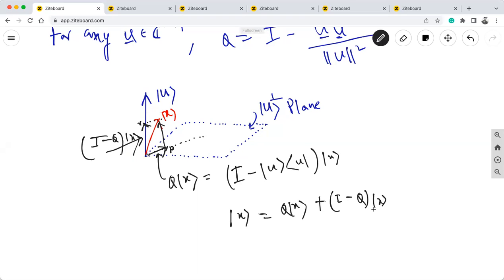So this particular part is on the u plane, which is parallel to the u plane, you can say, and this is perpendicular to the u plane. So let us take certain notes here.